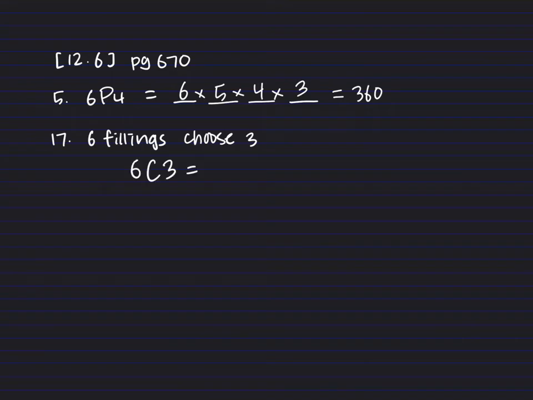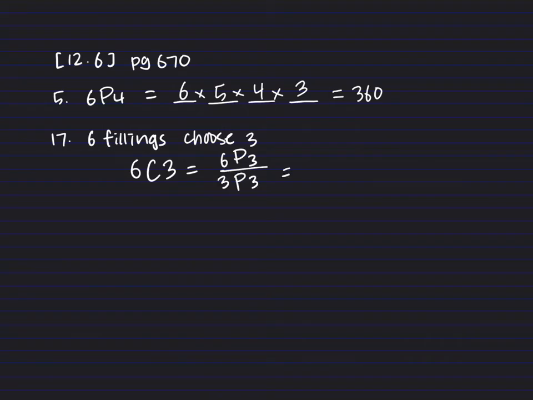So you write 6 combination 3, and when you're using a combination, you're actually going to use 2 permutations, one on the top, one on the bottom. The first one on the top is going to be permutation, and you use the same numbers that you use for the combination. So you're going to have 6 permutation 3, and then the bottom number is there to cancel out any of the overlapping ones. So you're going to have 3 permutation 3.